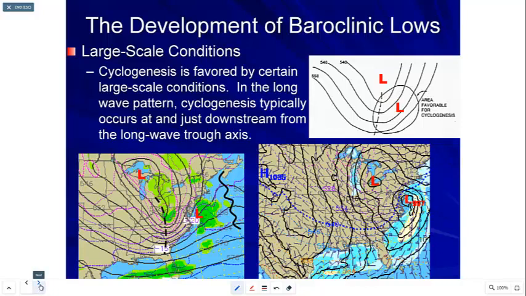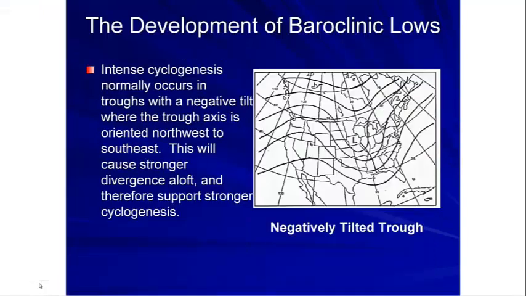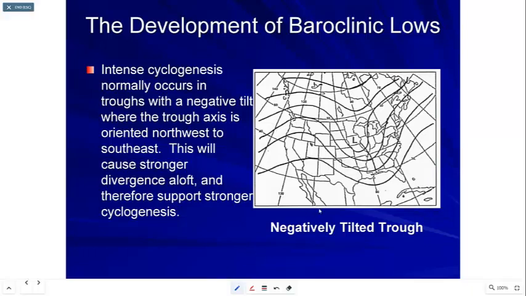Things that, as you know, we've already covered in lecture. Intense cyclogenesis normally occurs in troughs with a negative tilt, and here is the negatively tilted trough. Remember, it goes northwest through southeast. We compare that to lines of longitude, which are given here, and so this system is just a little bit on the negative side as shown on this graphic.